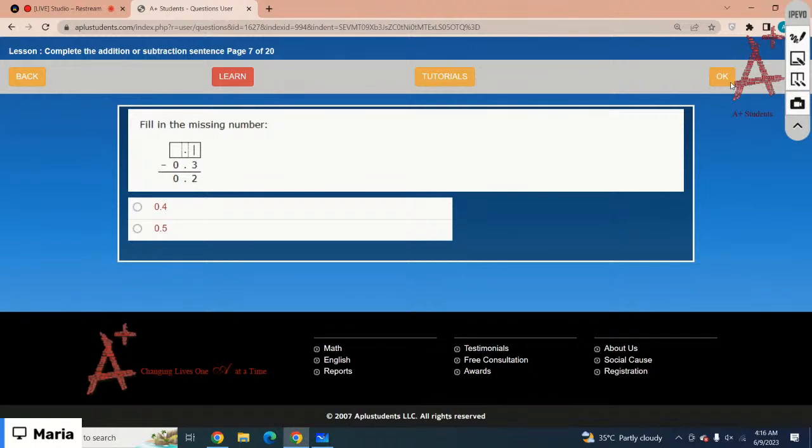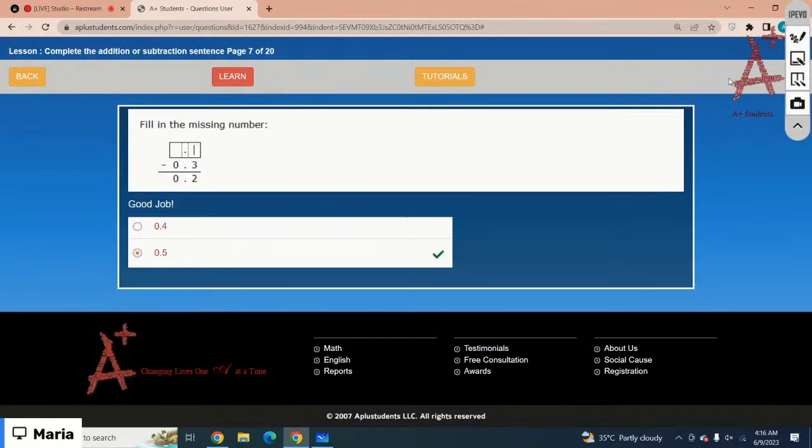Okay, fill in the missing number. So which is the correct option? Now the greater number is missing. Got it? When the greater number is missing, you can add the given number and the difference. So 0.2 plus 0.3 makes 0.5. That means the missing number is 0.5.